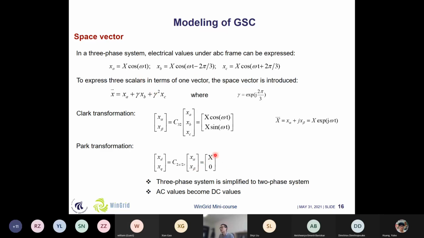Here we can see that in the DQ frame, the AC components become DC values, and the three-phase system becomes a two-phase system. The main advantage of this transformation is that since the AC values become DC values, we can simply use PI controllers to achieve zero error tracking of these DC values. So it makes the controller design easier from this perspective.